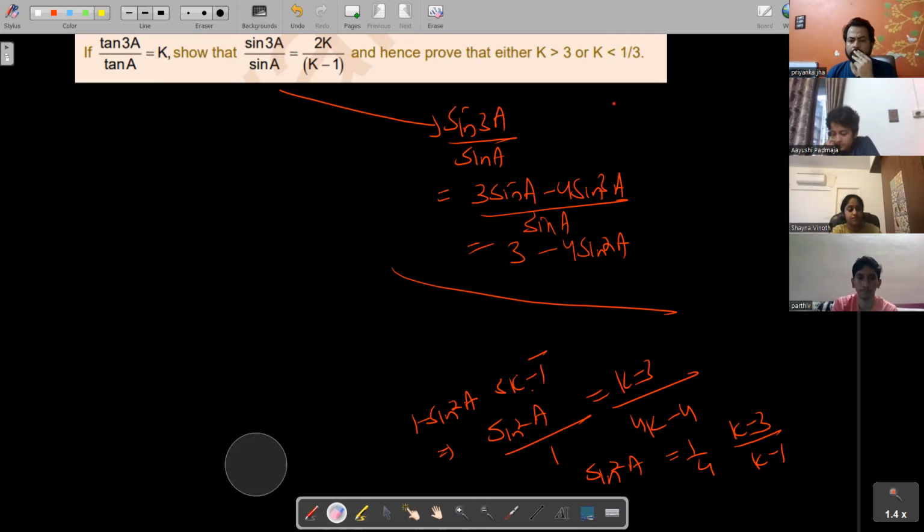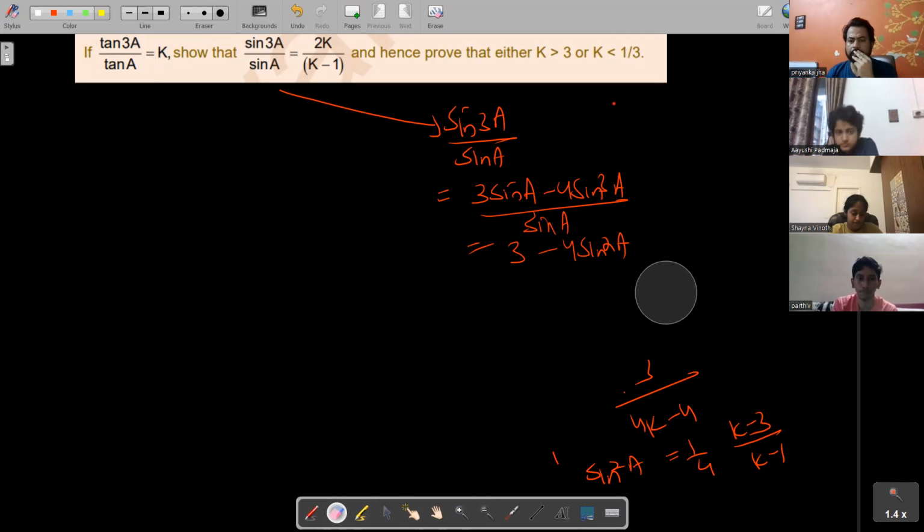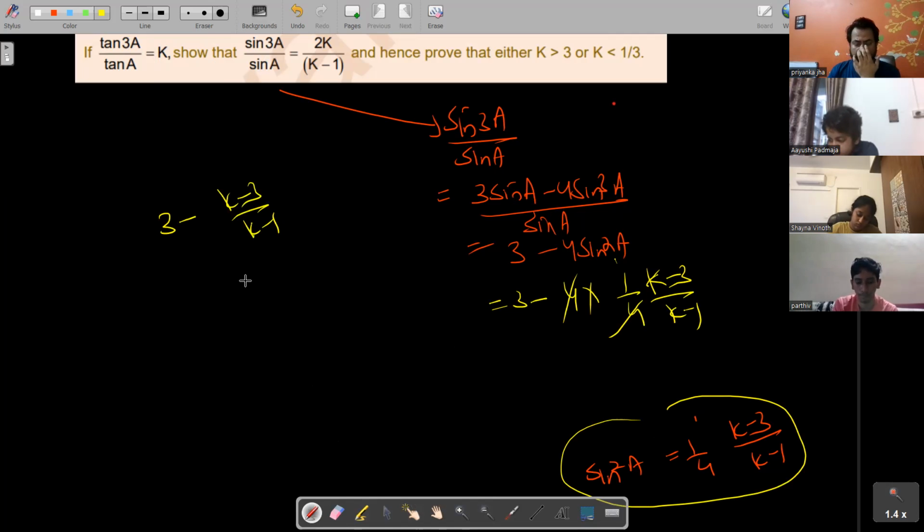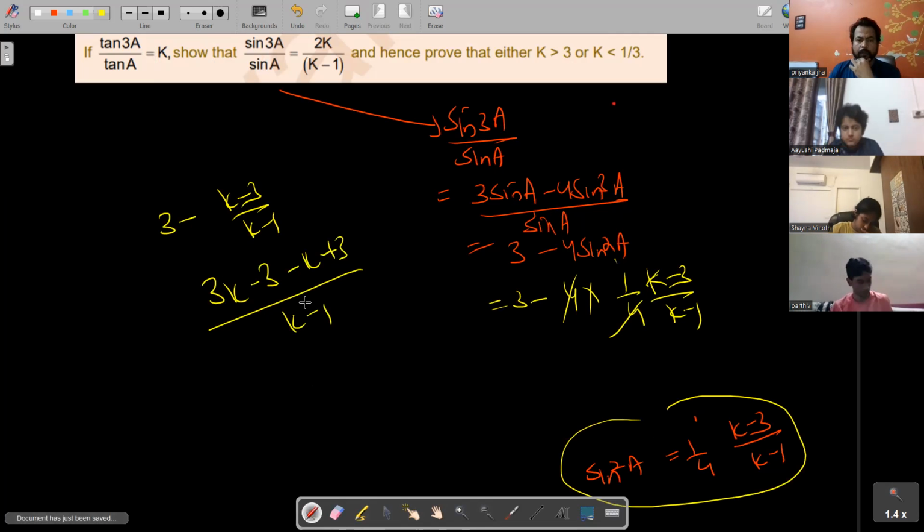Yes, sir. See here. Now what I'll do is I'll just put sin square A here. This sin square that we got, I'll put over here. So this is 3 minus 4 sin square, which is 1 by 4 into k minus 3 upon k minus 1. This cancels. So this is 3 minus k minus 3 upon k minus 1. So this is 3k minus 3 minus k plus 3 upon k minus 1. Minus 3 plus 3 gone. 3k minus k, that is 2k upon k minus 1. Matched, right?